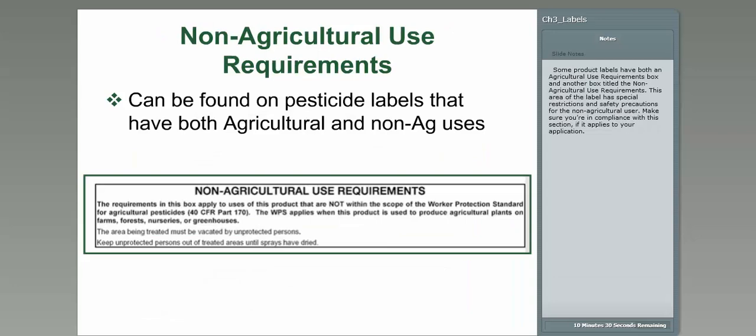Some product labels have both an agricultural use requirements box and another box titled the non-agricultural use requirements. This area of the label has special restrictions and safety precautions for the non-agricultural user. Make sure you're in compliance with this section if it applies to your application.